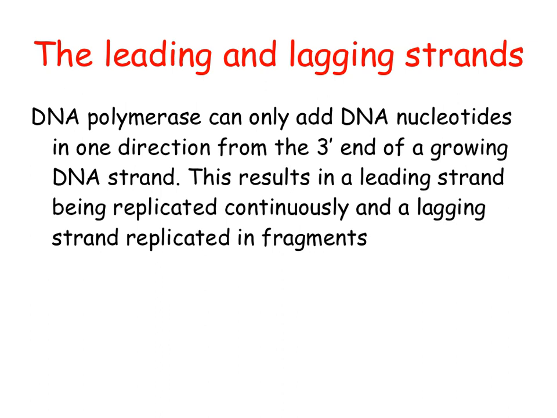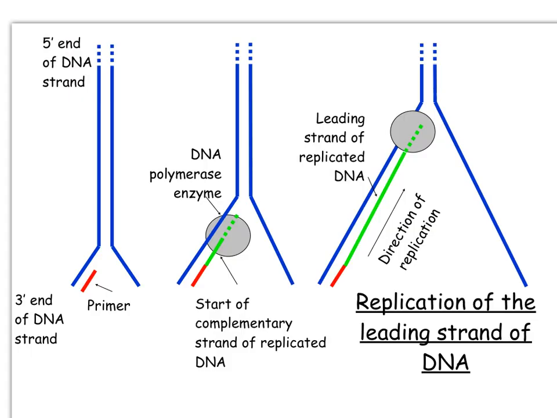In other words, DNA polymerase using complementary base pairing adds the DNA nucleotides on to the deoxyribose 3' end of the new DNA strand which is forming. So that results in something which is called the leading strand being replicated continuously and a lagging strand being replicated in fragments. Now to explain that, we're going to look at some of the diagrams on the next slides.